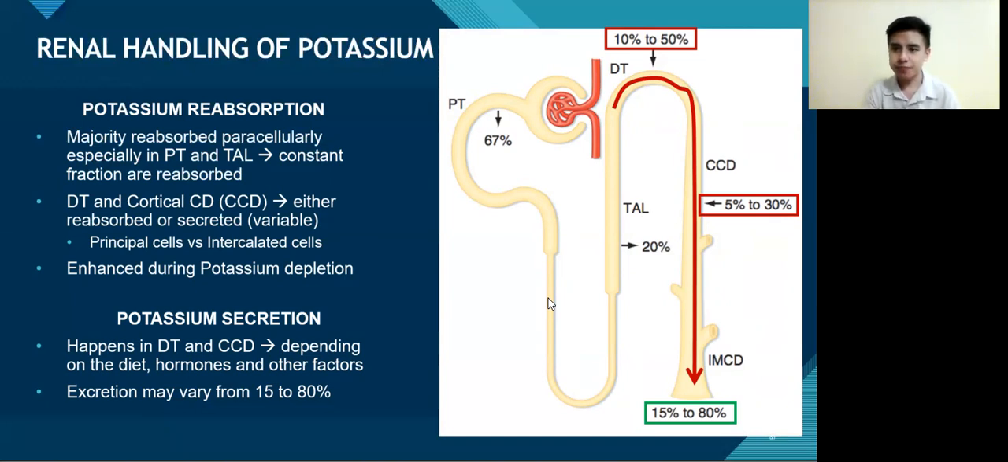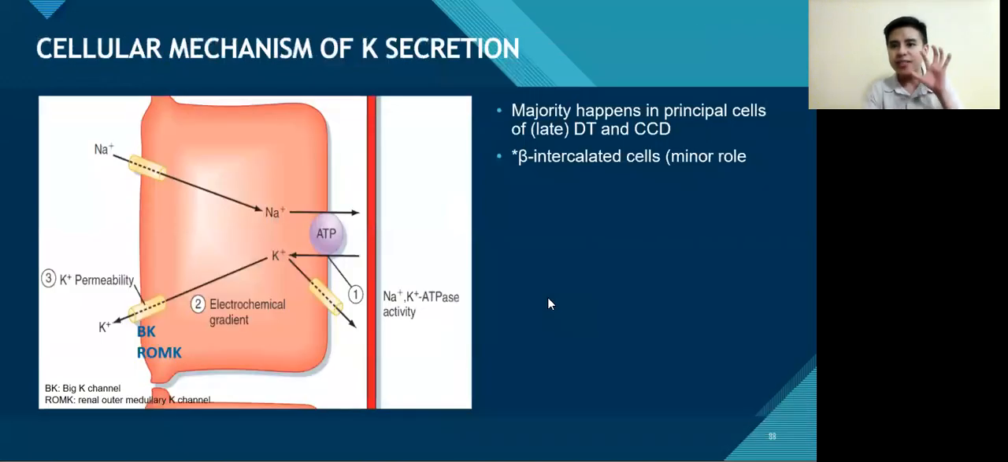Okay? So let's go cellular. What is the mechanism for potassium secretion? So this cell, I believe, is your principal cell, okay? Because principal cells secrete potassium. Type A intercalated cells reabsorb potassium. Beta intercalated cells have a minor role. Some books will tell you beta intercalated cells also secrete potassium, but it's a minor role, so I won't ask that. The principal cell is more important.